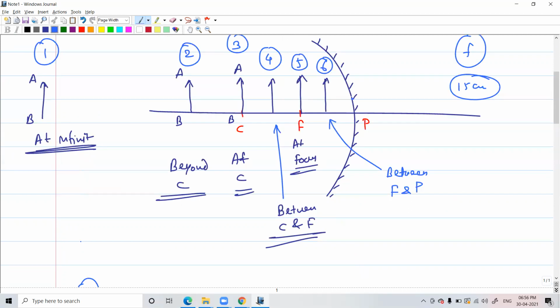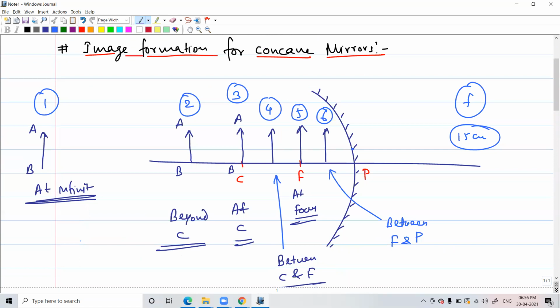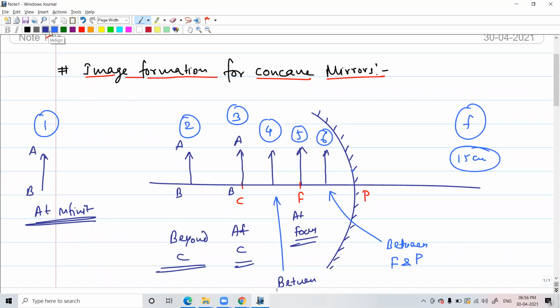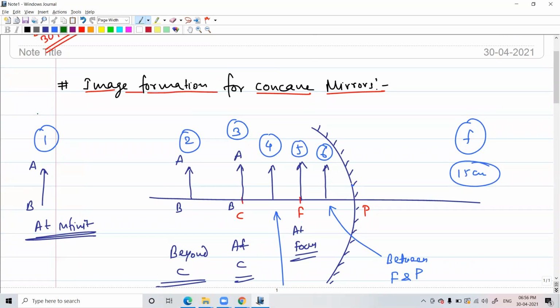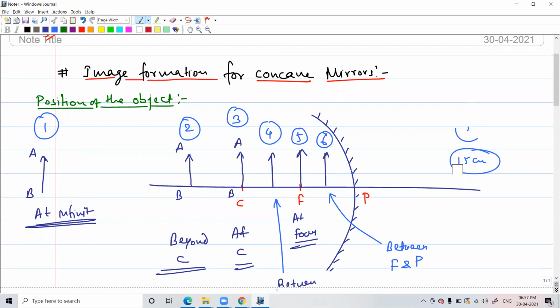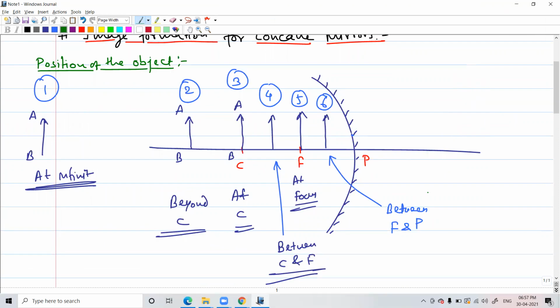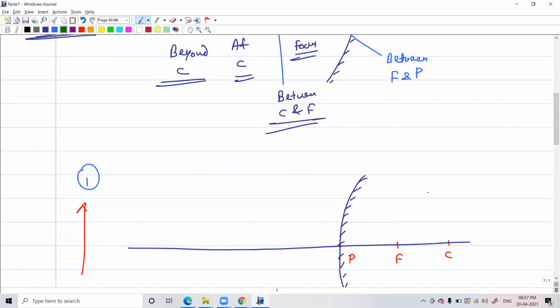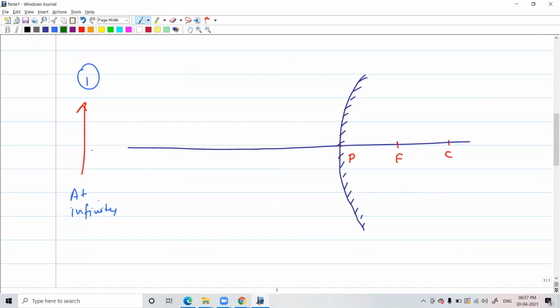Remember, all these things we are studying are the position of the object. So let me write it over here. So these are the different possible positions for the object. For a concave mirror, there were 6 possible positions. For convex, let's see.